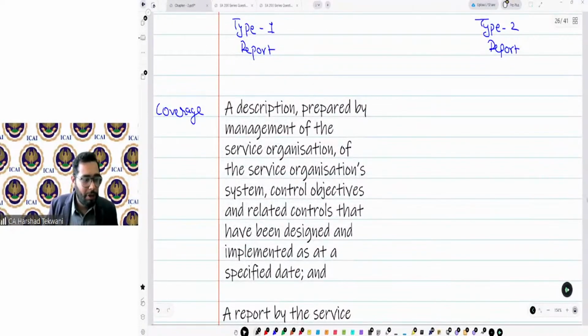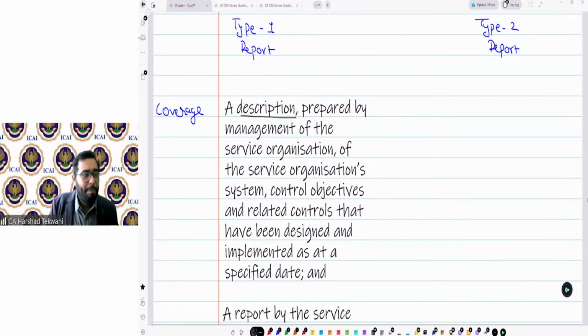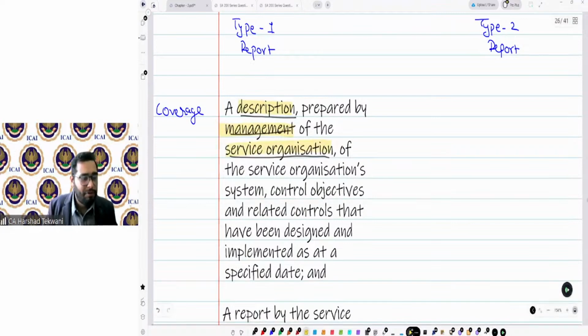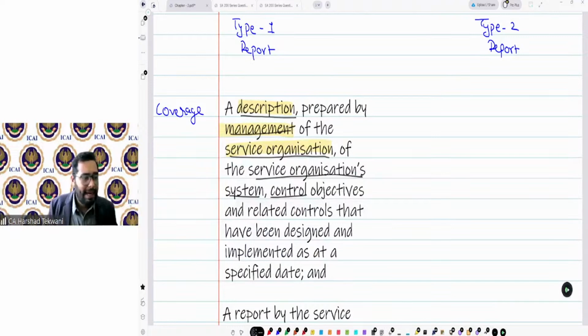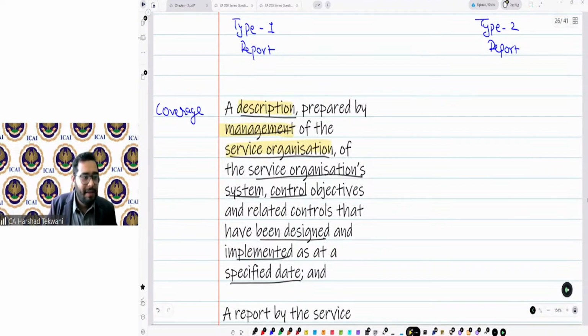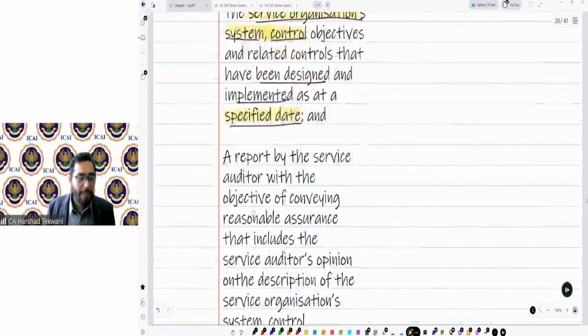Again, type 1 report covers a description prepared by the management of the service organization. Description regarding what? Description regarding the service organization's system and controls that have been designed and implemented at a specified date. Date means as on 31st March 2023, as on this particular date. So what is on that particular date? The control and system that the service organization is having.